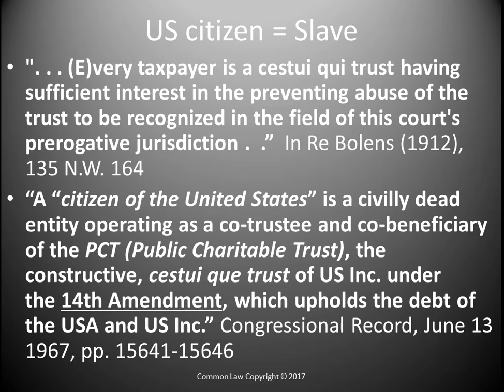And this is Congressional Record, June 13th, 1967. I keep getting people hitting me on this, and I keep saying it, but people just don't get it. This is a summary of what it says on pages 15,641 through 15,646. A citizen of the United States is a civilly dead entity operating as a co-trustee and co-beneficiary of the public charitable trust, the constructive cestui que trust of U.S. Inc. under the 14th Amendment, which upholds the debt of the USA and U.S. Inc.